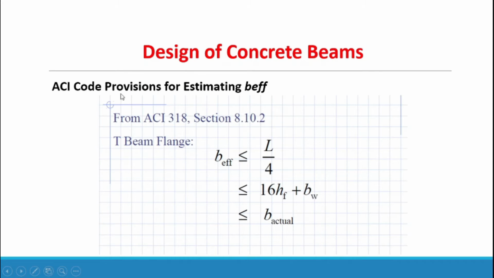And for ACI code provisions for estimating B effective, for a T-beam flange, B effective is less than or equal to L over 4, or less than or equal to 16 hf, or the height of the flange, plus bw. B effective is less than or equal to L over 4, or less than or equal to 16 hf plus bw, or less than or equal to B actual, whichever is lower.